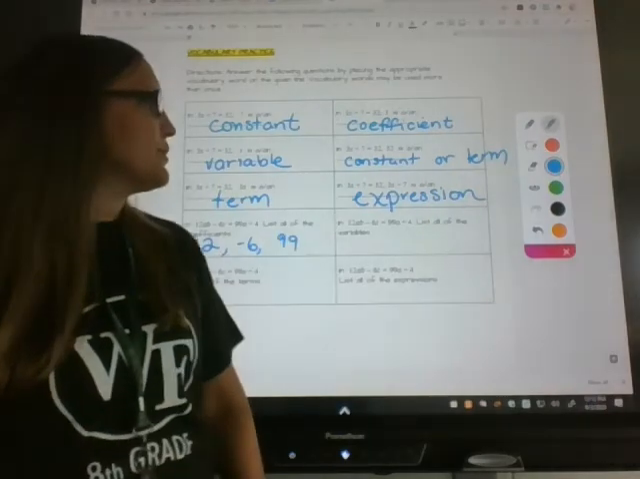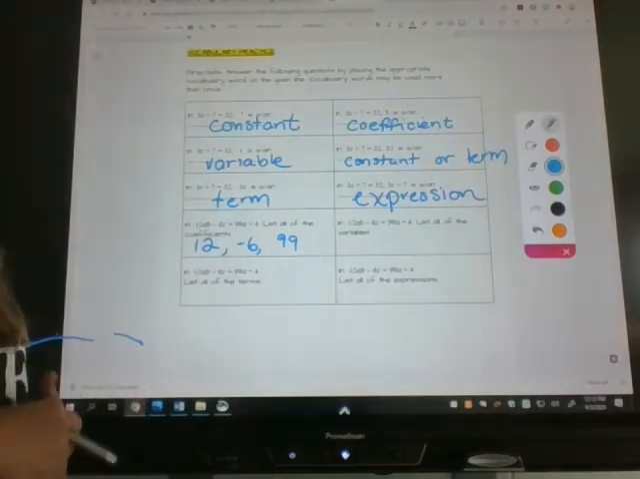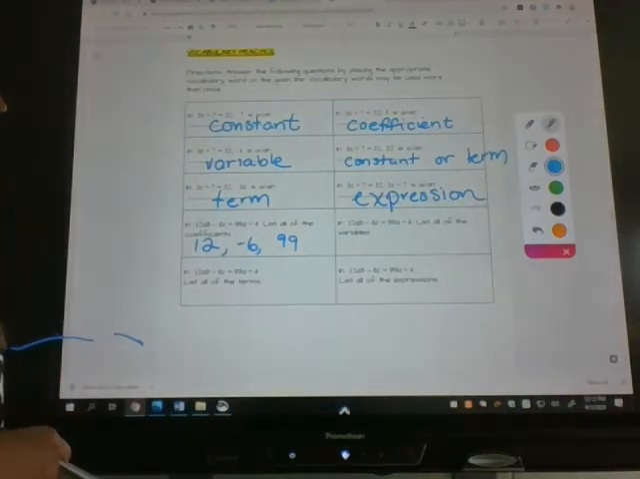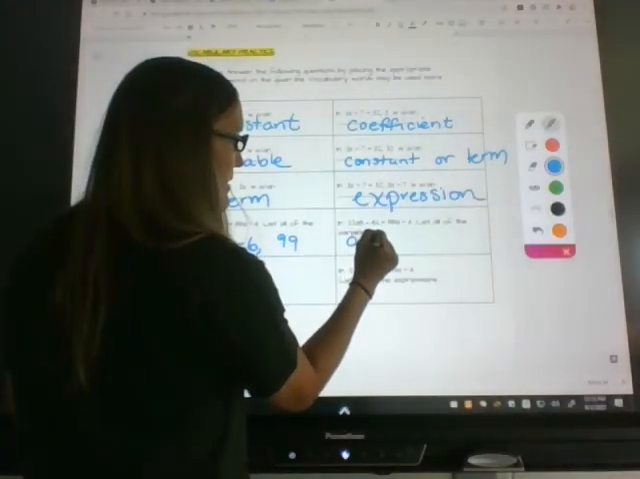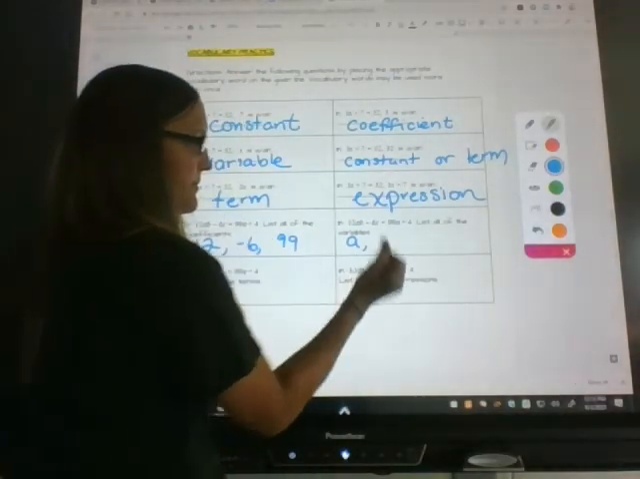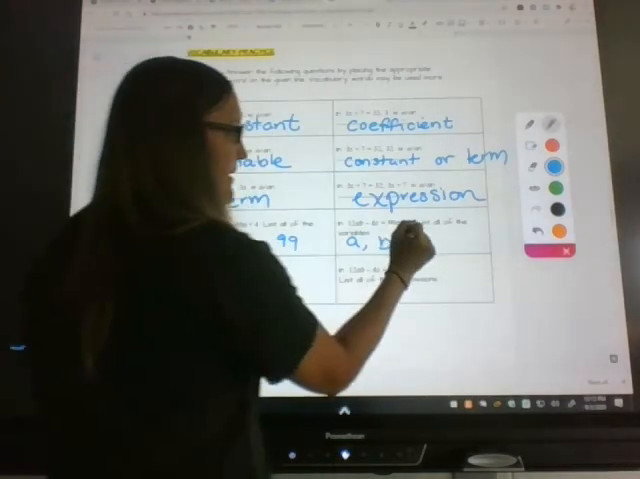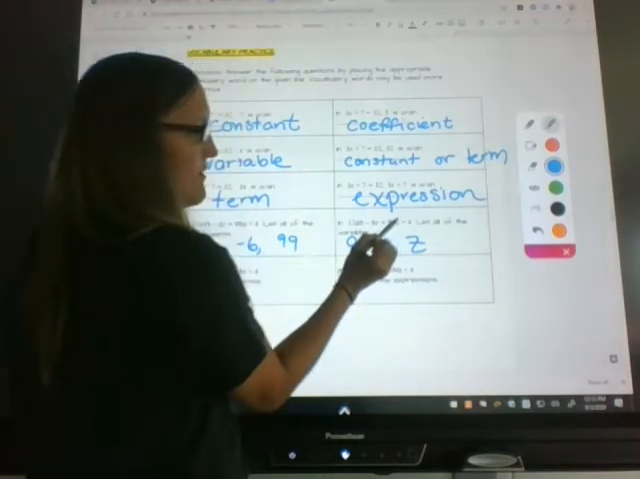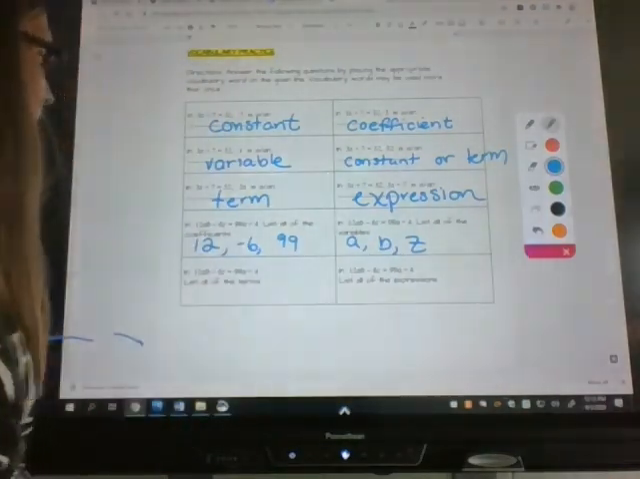Okay, so now in this one, you're going to type in your variables. Make sure you separate them with a comma. Okay, hopefully you wrote a, comma, b, comma, z. Okay, we have another a over here, but the two a's would have the same value, so we don't have to list it twice.